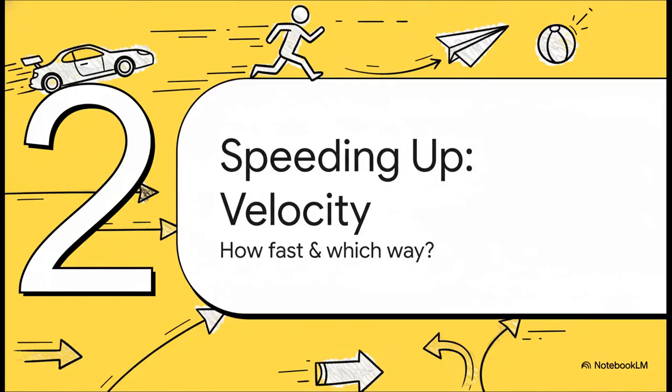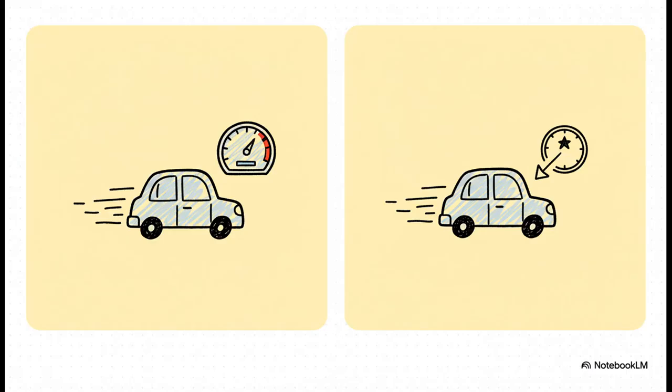All right, so we know an object is moving. So what's the next obvious question? Well, how fast is it moving? This brings us to speed, and its very important cousin, velocity. They sound almost the same, but in physics there's a really important difference. Speed just tells you how fast you're going. If your dad says he's driving at 60 kilometers per hour, he's talking about the speed. But velocity is a vector, which means it tells you both the speed and the direction. So saying 60 kilometers per hour heading north towards Delhi, that is velocity. Direction is the secret ingredient.